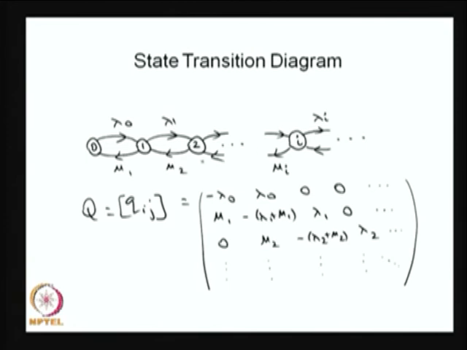Whenever you have a process in which the system either moves one step forward or one step backward, it is called a birth death process. Therefore, these lambda i's, the rates at which the system moves from one state forward one step, are called the birth rates. The system moving from one state to the previous state, with the corresponding rates mu 1, mu 2, mu 3 and so on, are called the death rates.